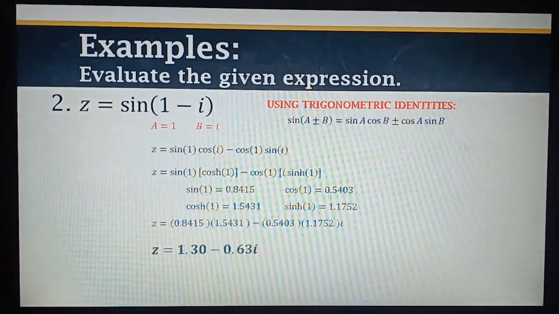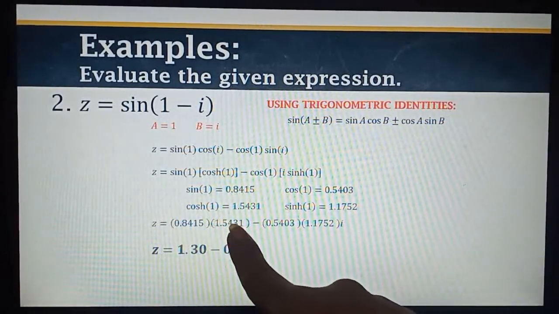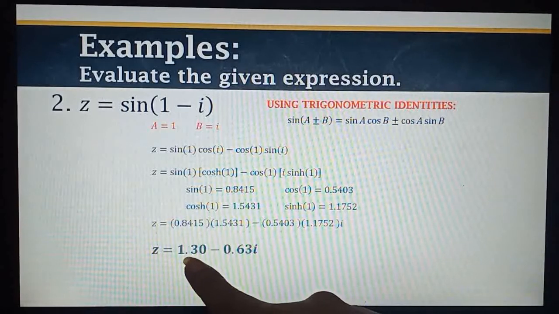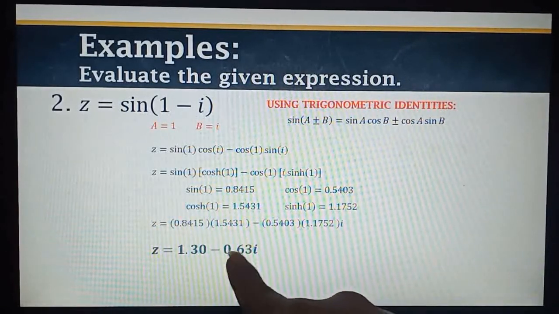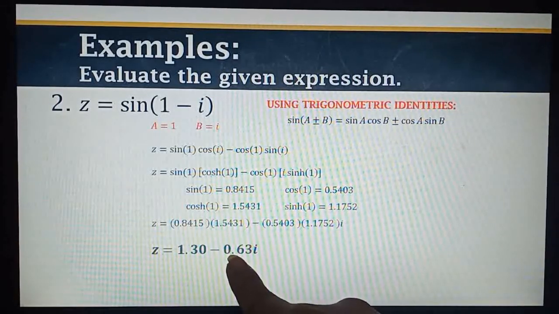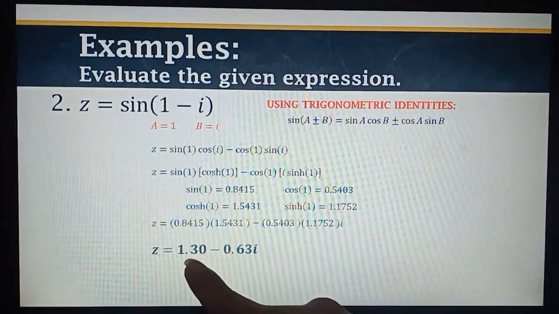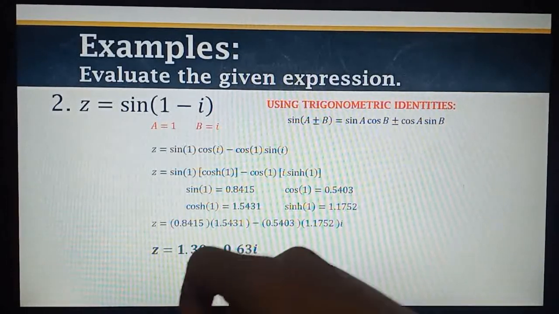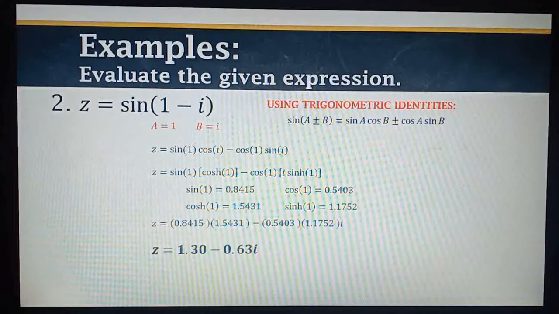You will now have 0.8415 multiplied by 1.5431 minus 0.5403 multiplied by 1.1752 multiplied by i. Now, this first product will result in 1.30. Then this second product will result in 0.63. So our z, which is equivalent to sine of 1 minus i, is now 1.3 minus 0.63i.